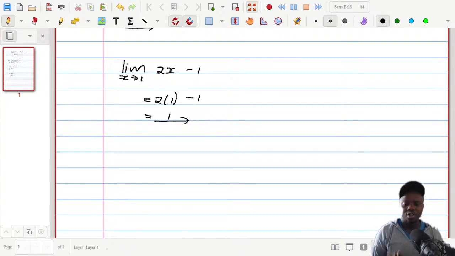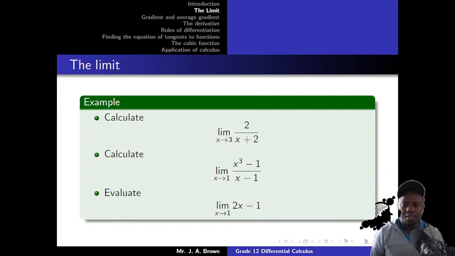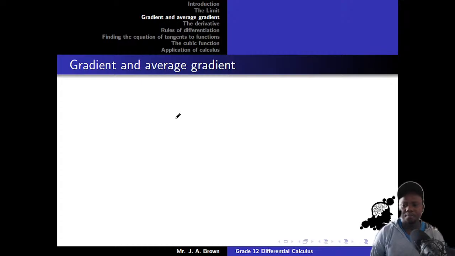This one was simple and straightforward because there was nothing specific that you had to get rid of or cancel out first through factorization. Brilliant. I hope this concept of limits makes sense to you guys. Let's look at the next section.